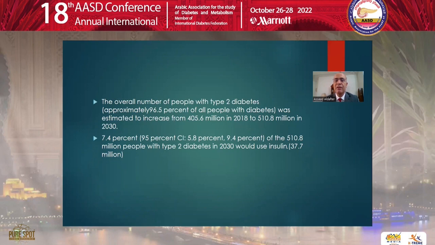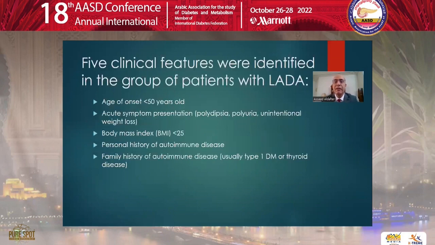And if we consider more control of the sugar, maybe 15% of these patients using insulin, so 75%. How can we use insulin for this patient in a proper way? In reality, 5 clinical features were identified in this group of patients with autoimmune disease.